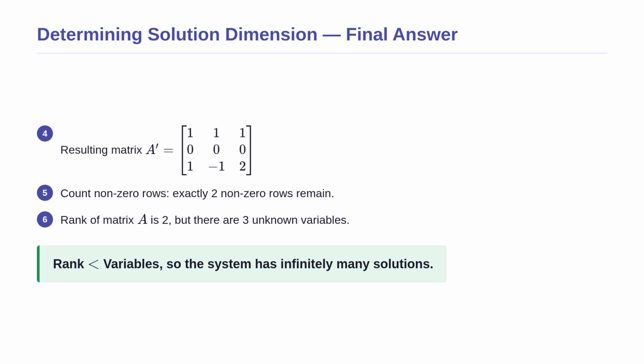Continuing with our system, the resulting matrix shows that one entire equation was redundant. Because one row vanished, we only have 2 non-zero rows left, meaning the rank of matrix A is 2. However, we have 3 unknown variables. Since the rank is less than the number of variables, we do not have enough independent equations to pin down a single answer. Therefore, we can conclude that this system has infinitely many solutions. The physical meaning is that our solution space is a line, not a single point.